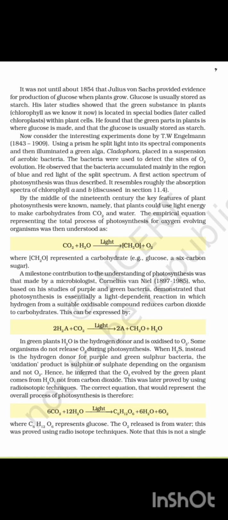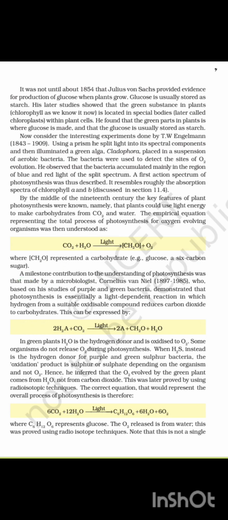It resembles roughly the absorption spectra of chlorophyll a and b discussed in section 11.4. By the middle of the 19th century, the key features of plant photosynthesis were known, namely that plants could use light energy to make carbohydrates from carbon dioxide and water. The empirical equation representing the total process of photosynthesis for oxygen-evolving organisms was then understood as: CO2 + H2O → (CH2O) + O2, where CH2O represents a carbohydrate, for example glucose, a 6 carbon sugar.